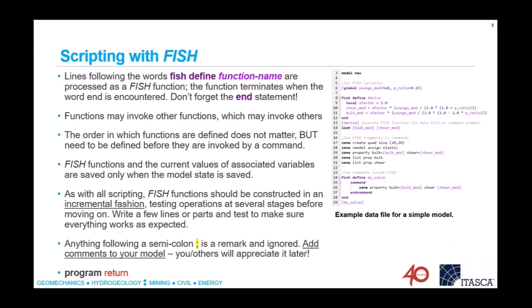Anything following a semicolon, you can see here, this is an example of a data file. We have a mixture of commands and a fish function here. Anything that follows a semicolon, and it'll be noted as a gray coloring, is a comment. I encourage you to add comments. It's a good way to remind you what a variable means or what that part of the program, or the project, I should say, is doing. Anything after a semicolon that appears gray, FLAC2D will just ignore.